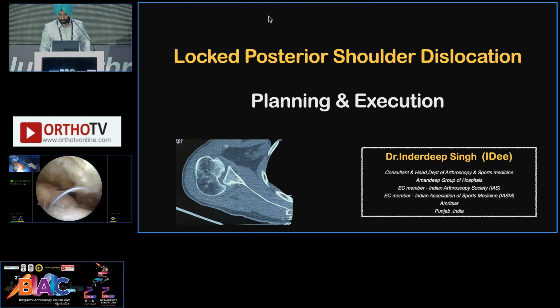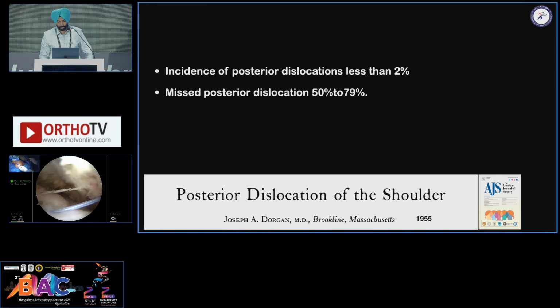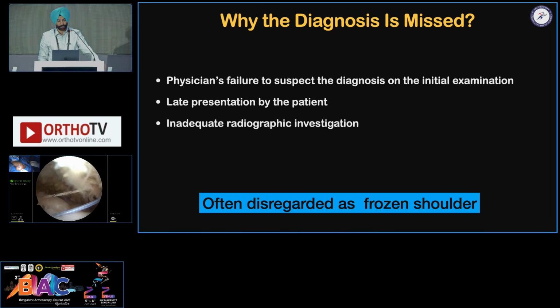So I'll be talking on something which is often missed. The reason of this lesion being missed is because the suspicion is sometimes low. Patients have just pain as a symptom, and majorly if they are not doing any overhead activities, they may not feel any complaint. However, sometimes they are disregarded as just a frozen shoulder or a periarthritis shoulder.